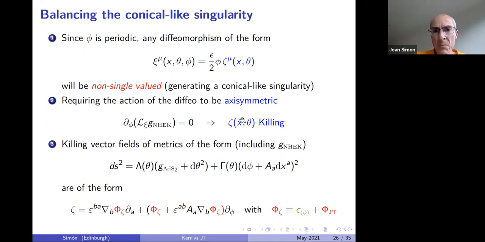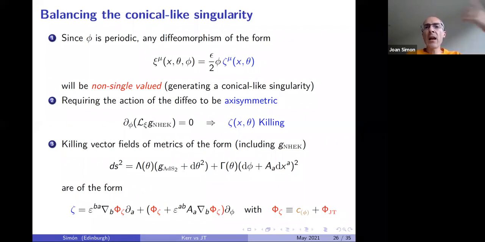The claim is that the most general Killing vector field of a metric of this sort, which includes neck, looks as follows. It has a complicated expression, which I'm not going to try to justify. But what is important is that it depends on a scalar field in red, which I have called capital Phi of zeta. And this capital Phi of zeta actually is a solution of the JT equations of motion in the first place, and the zero mode of the JT equations of motion. Most probably I have not highlighted how important this is, but that's the claim.